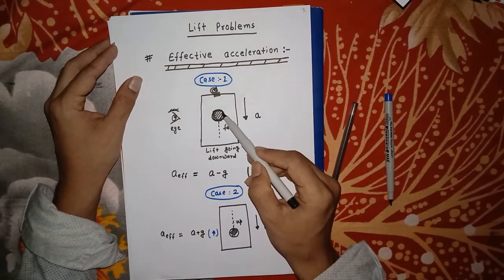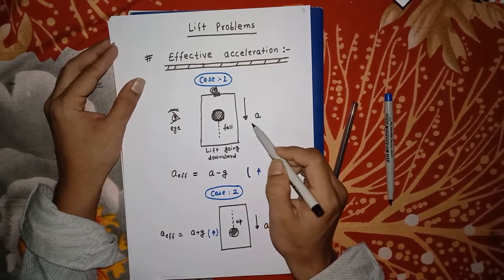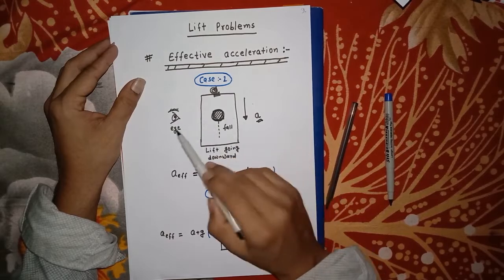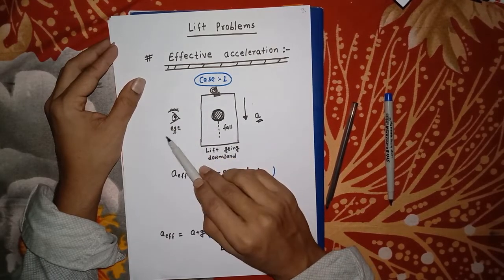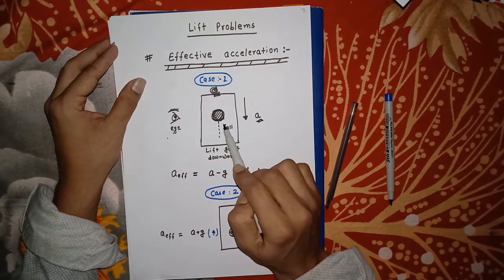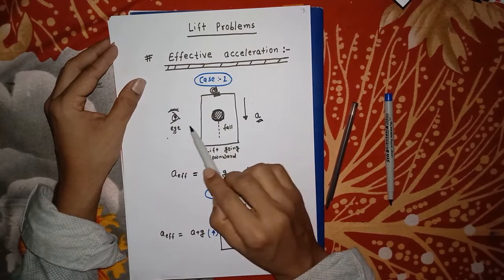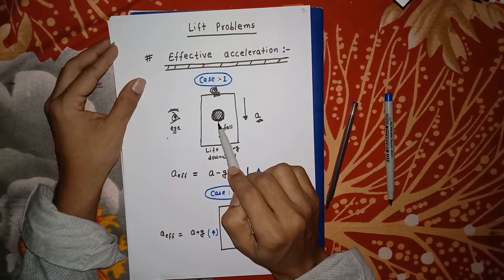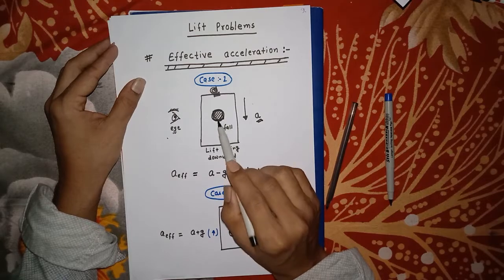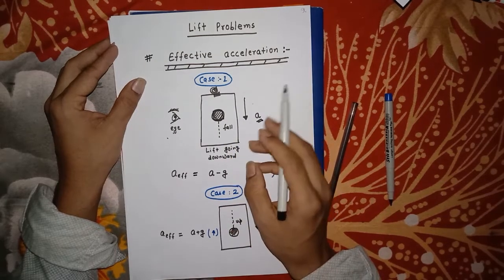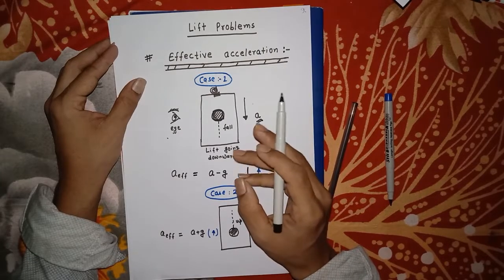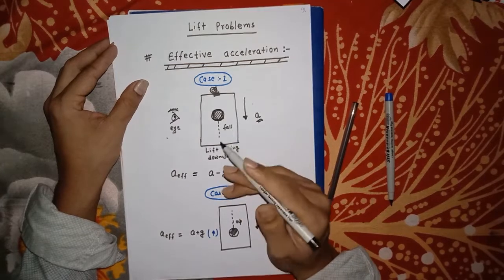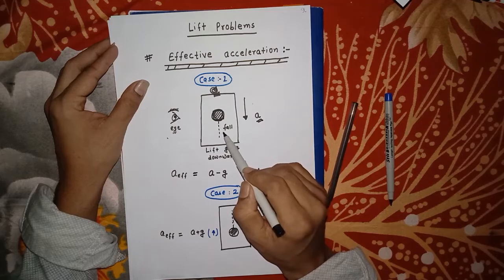So if a ball falls in a lift and the lift is going down with acceleration A, what happens if I see from outside, or from the ground? I am not in the lift, but the ball is in the lift, and from the window I am seeing the ball. Will the ball move with the same acceleration, same speed, or may it appear differently for me? And what happens to those who are in the lift?